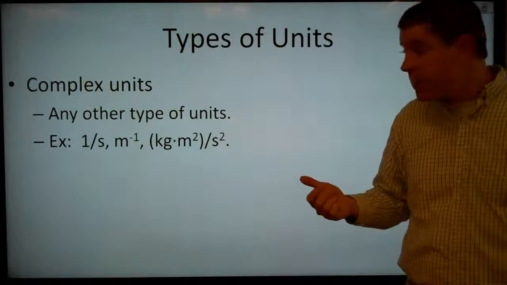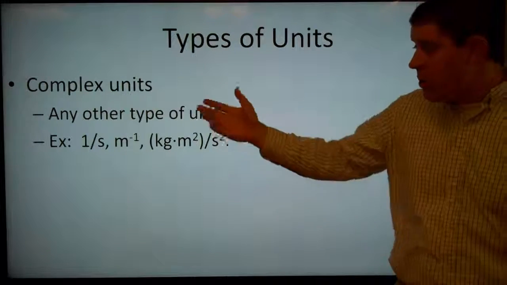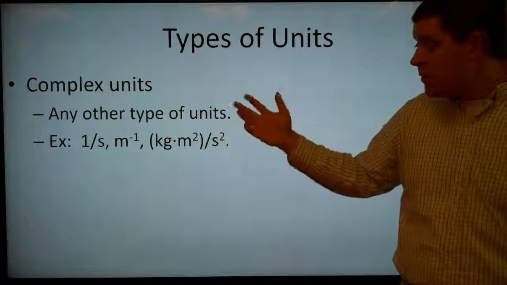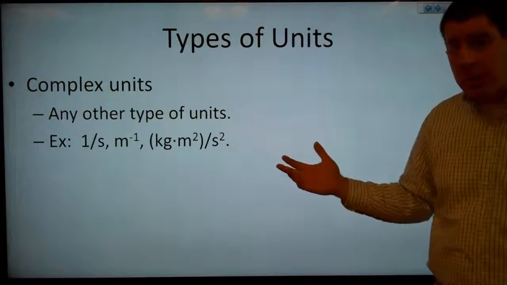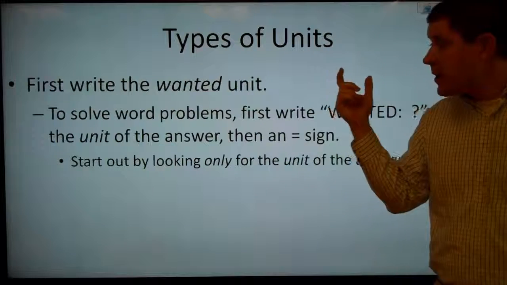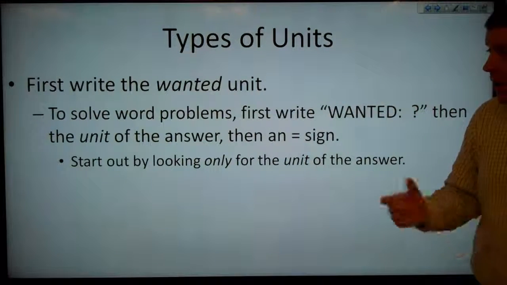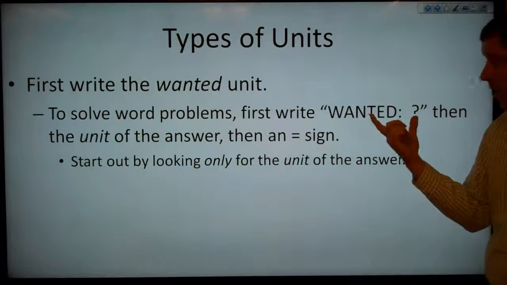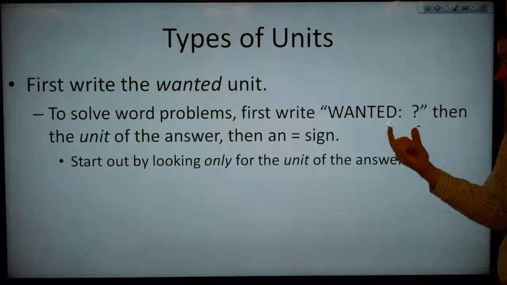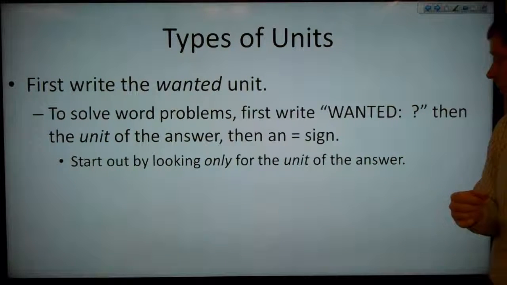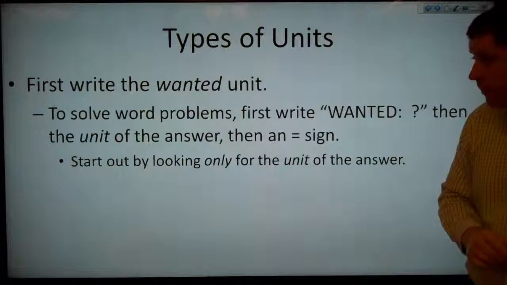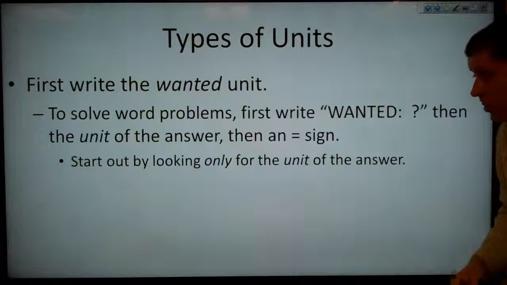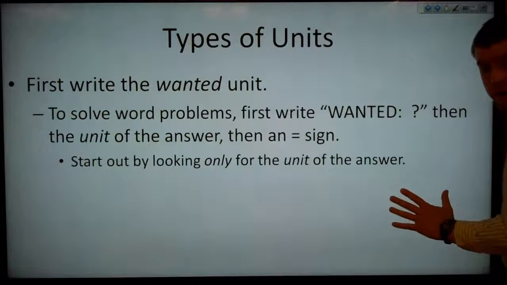And then we have complex units. These are any other type of unit. So 1 over seconds, meters to the minus 1, kilograms times meters squared per second squared, something like that. First, we're going to write the wanted unit. So to solve word problems, we first want to write wanted, colon, question mark, and then the unit of the answer, and then followed by an equal sign. So we're going to start out by looking only for the unit of our answer there.